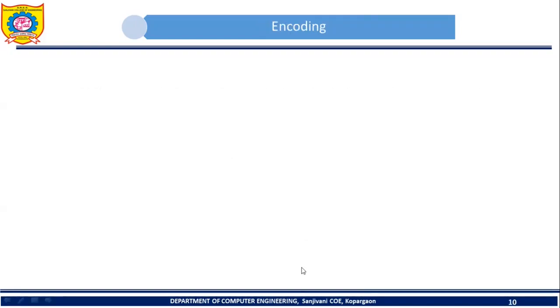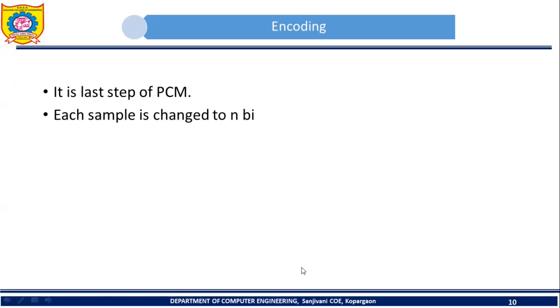Now let's see the next step of PCM, that is encoding. It is the last step of PCM. So what happens in encoding? After each sample is quantized and the number of bits per sample is decided, each sample is changed to an n-bit code word.